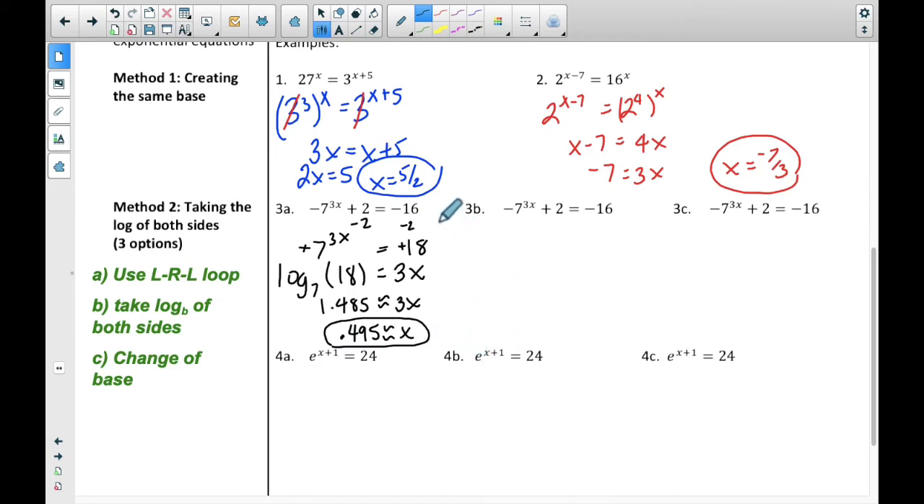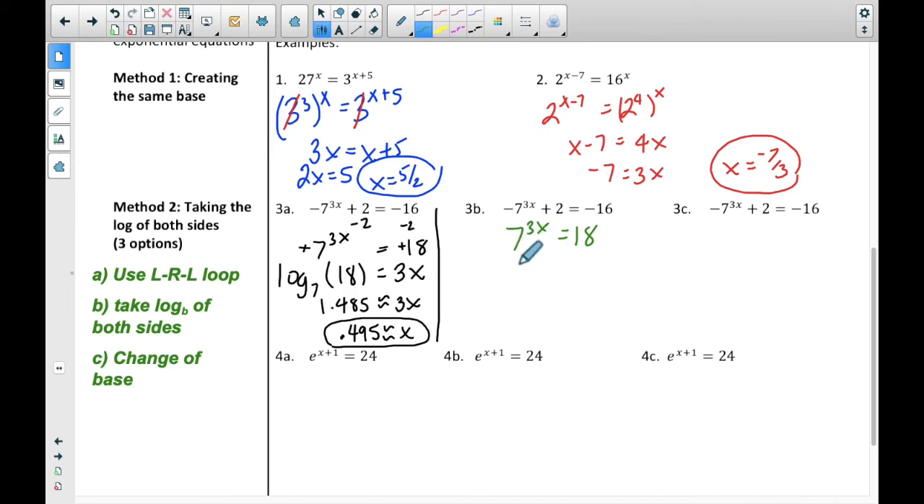Okay, so again, what I want to do is go through a couple different ways to show you. So this is one way, is by going left, right, left, changing it to a log, and solving it. Another way to do it is to take the log base of both sides. Well, once again, we're going to have to isolate. So we're going to subtract 2, we're going to make it positive. So let's just jump in there where we have 7 to the 3x is equal to 18. Now, we need to take the log base of both sides. Well, log base what?